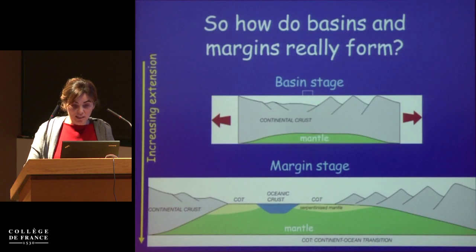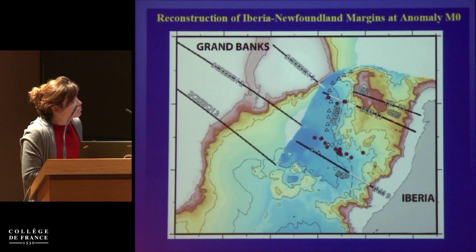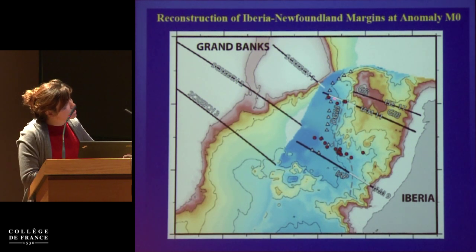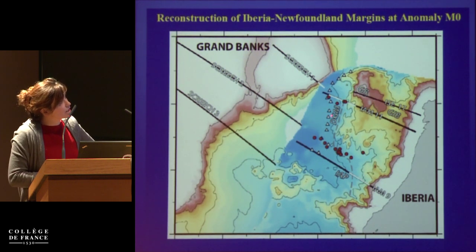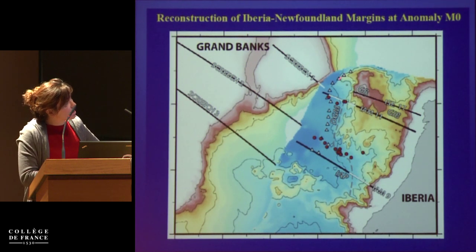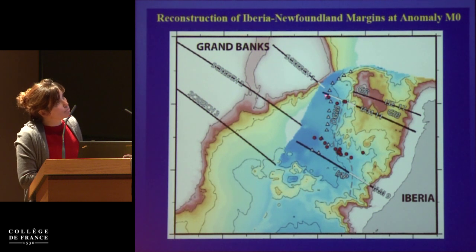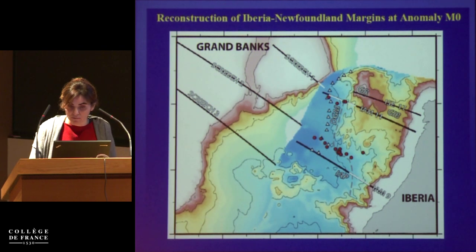So to understand the margin stage, we have looked at the West Iberia Newfoundland systems. So this is West Iberia and Newfoundland reconstructed at the time of the breakup. The red dots are IODP drillings. The white triangles is a peridotite ridge exhumed at the surface. And I'm going to show you a pre-stack depth migrated line shown in white, which shows how the continental crust thins from about 18 kilometers to the exhumation of the mantle.